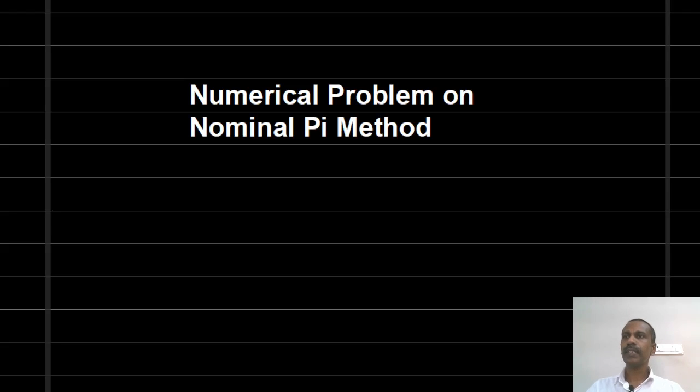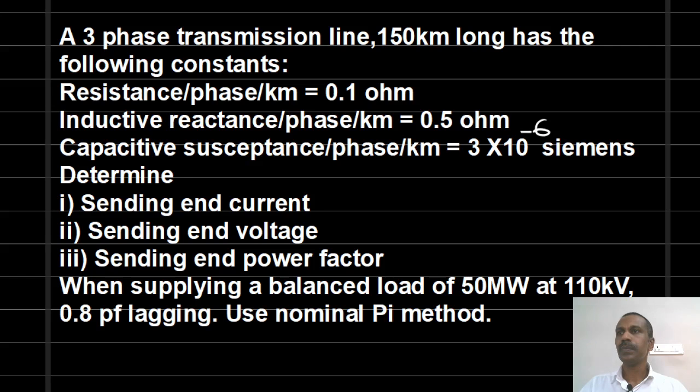Hi students, in this class we are going to solve a numerical problem on nominal pi method. We have a three-phase transmission line. Its length is 150 km. The resistance is 0.1 ohm per phase per kilometer. The inductive reactance is 0.5 ohm. Capacitive susceptance is 3 into 10 raised to minus 6 Siemens.